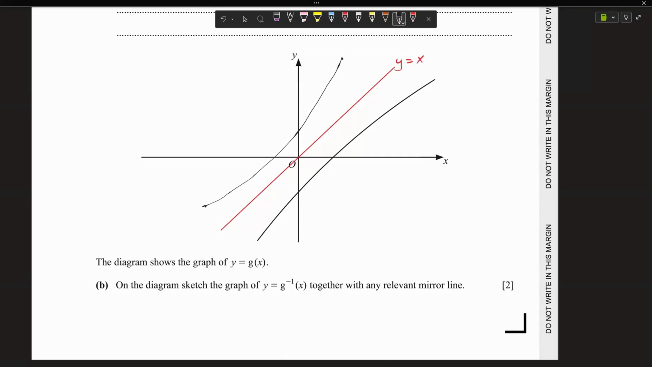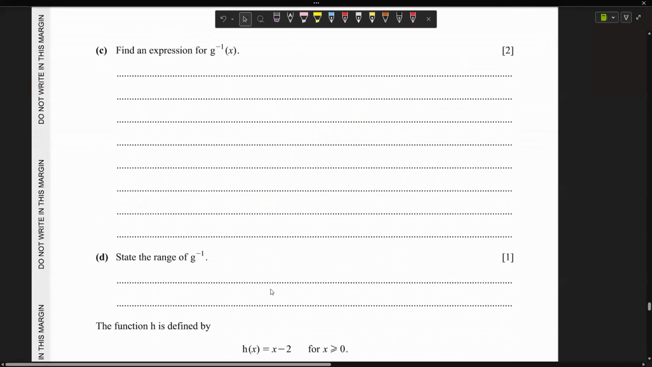Okay, so yeah, I think I've done a good first attempt. So that's the graph of g inverse of x. So it will just be like that. All right, I think that should be all. Part C says we should find g inverse of x.